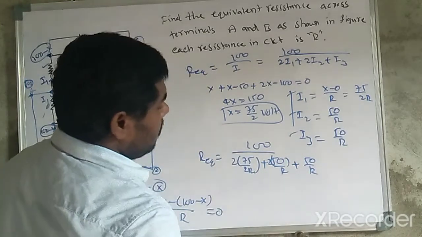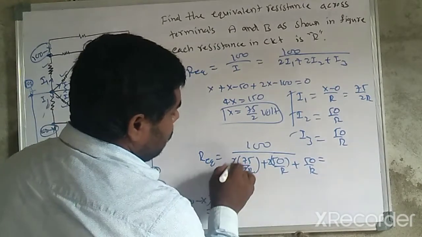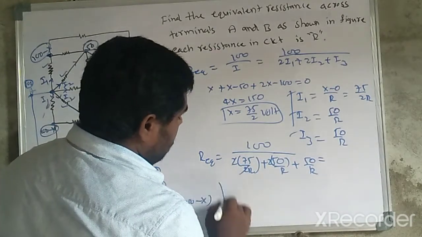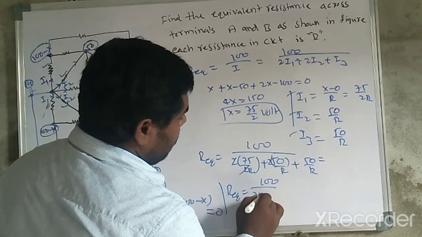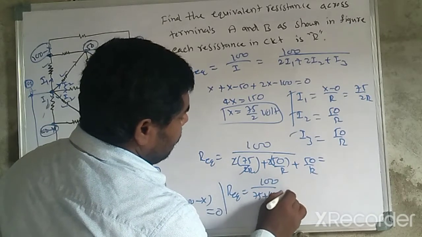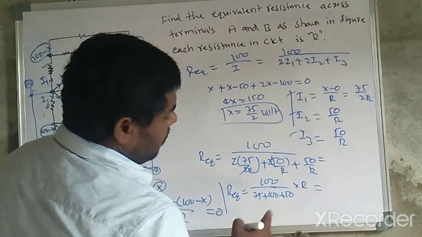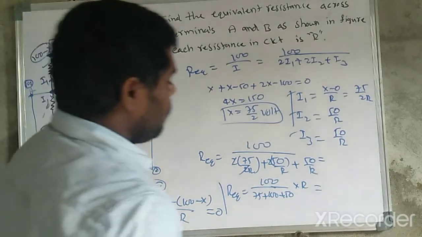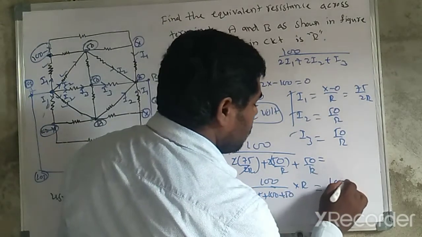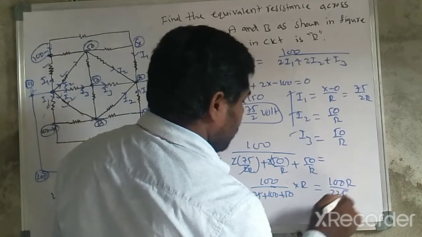So from r we take out the LCM, so the 2 gets cancelled. So here r equivalent is equal to 100 divided by 75 plus 100 plus 50, into r, that is equal to 150. So 100 r divided by 225.